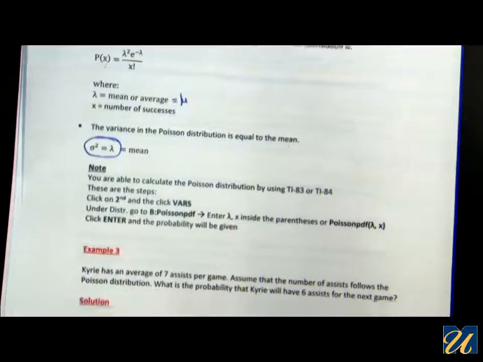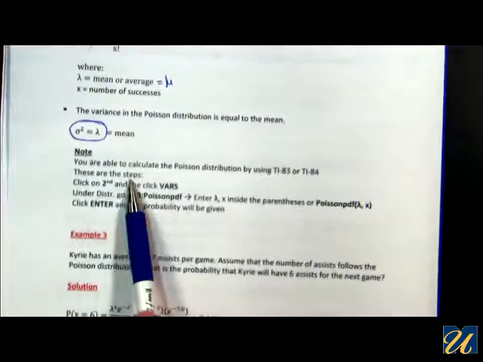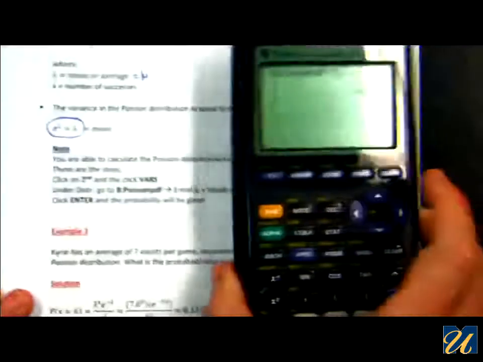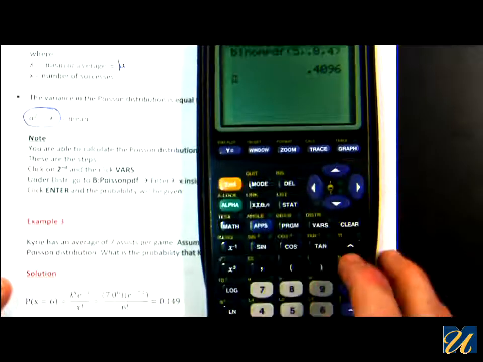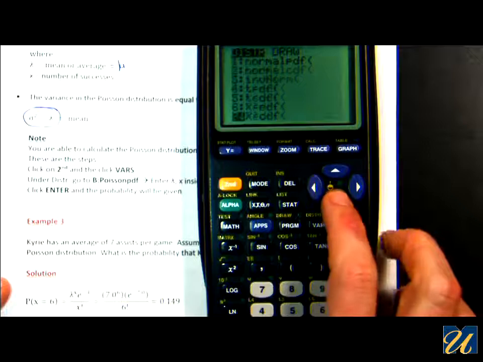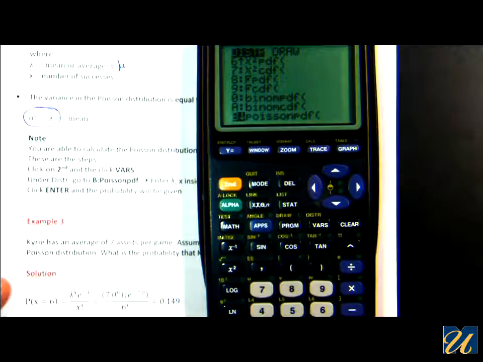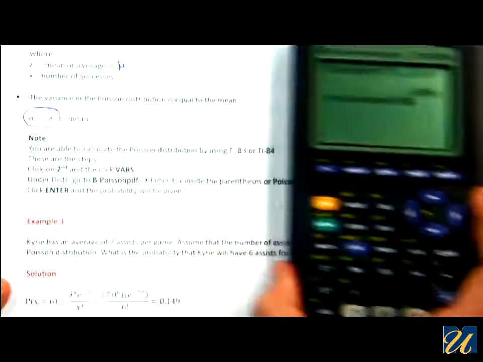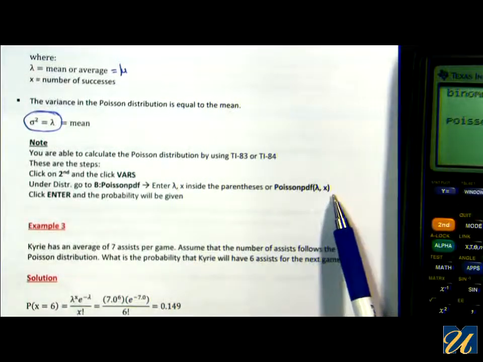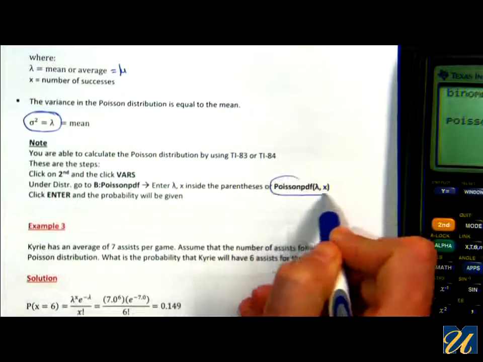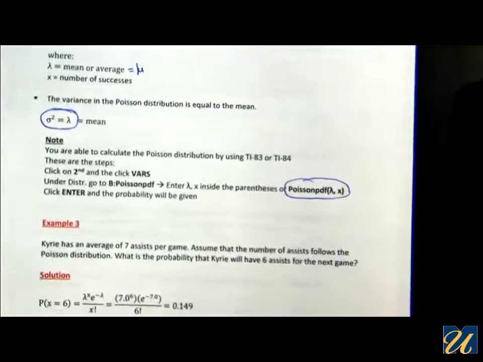Now, instead of using the formula, we will be using our graphing calculator. So by doing second, right here, second, vars, and scrolling down to Poisson PDF, press enter, and then the order that you're going to enter your information will be lambda, x. So make sure that you remember the order that you have to enter your information, and then you click enter.